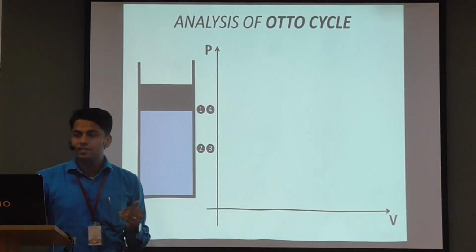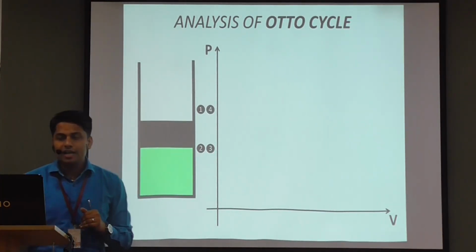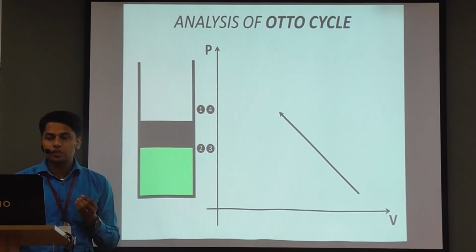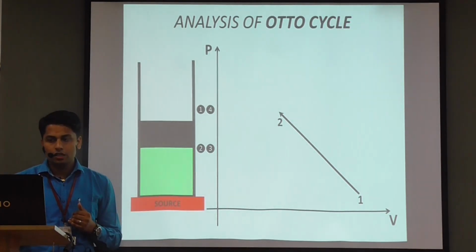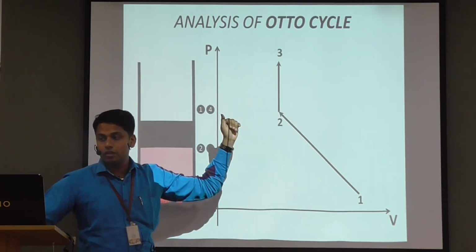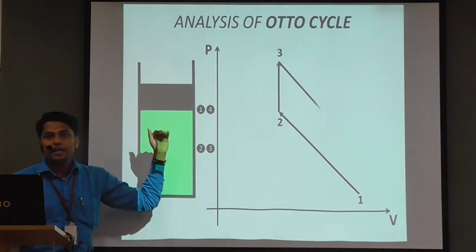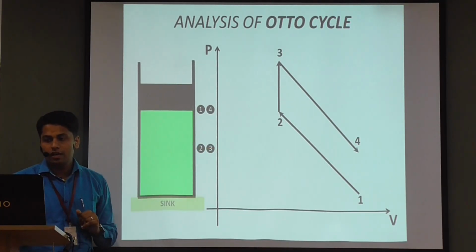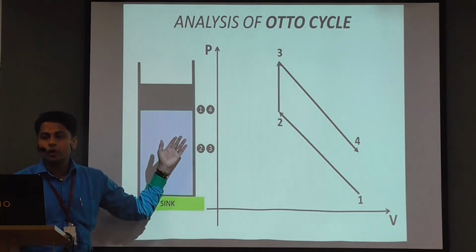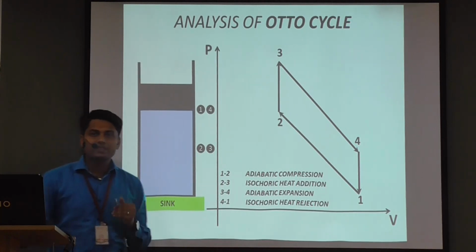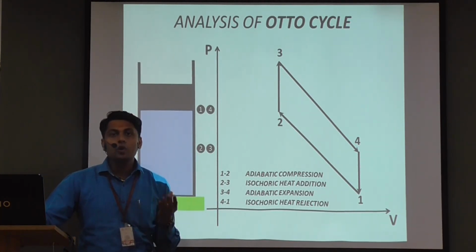Now coming to the analysis of this Otto cycle. As I have already explained, this Otto cycle consists of reversible adiabatic compression. Then comes the isochoric heat addition. Then comes the reversible adiabatic expansion. And the last one, constant volume heat rejection. These are the 4 processes occurring in an Otto cycle.